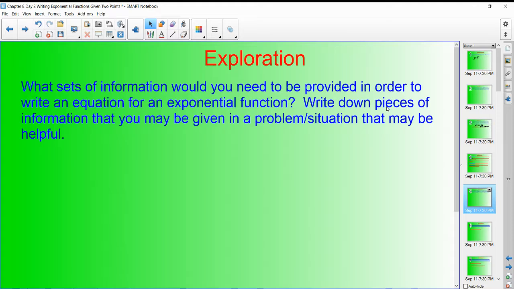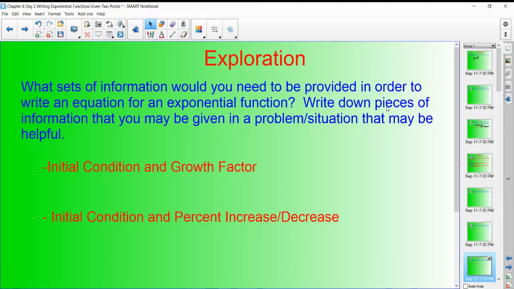Okay, so I'll write down some ideas I've heard in the past. Obviously, if I give you the initial condition and growth factor, if I give you the a and the b, you're good to go. Or if I give you the initial condition and the rate, like we did in the last lesson, if I give you the r, we can find the growth factor, and that's great too.